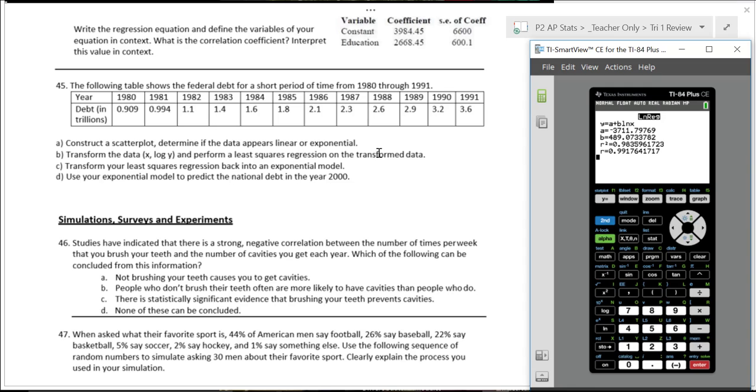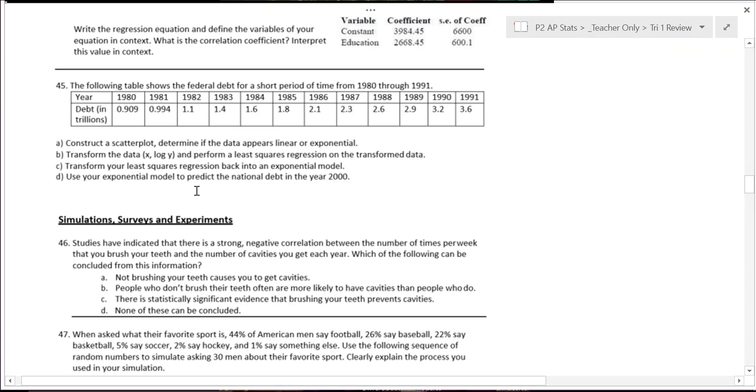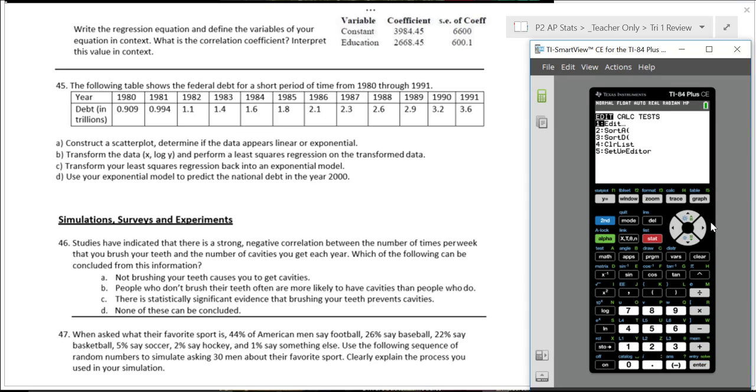I notice here that I get a little bit better R values. Back into an exponential, same thing, guys. I would just come in here, go to stat calc, and go down till you see that exp reg. It is not liking my exponential or logarithmic today, but those are the steps you would take to get there.